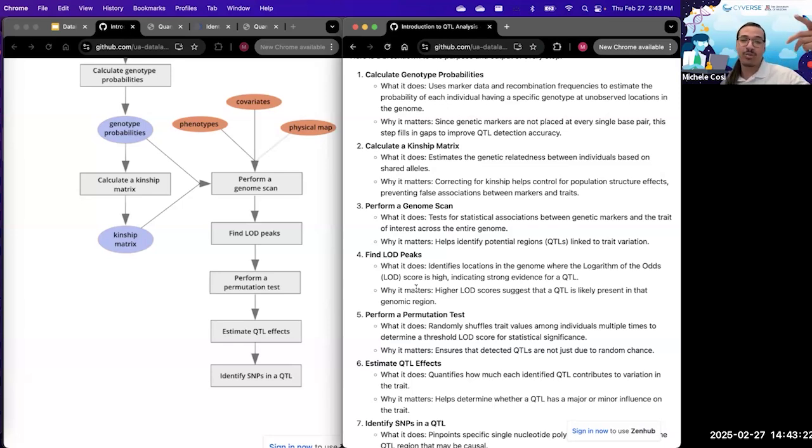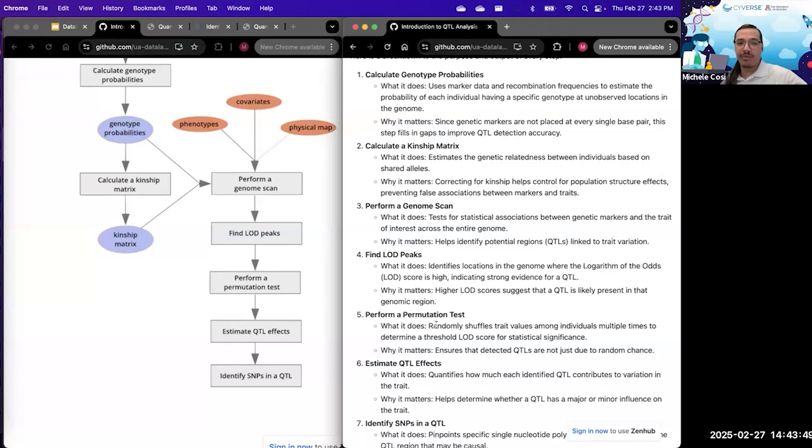So essentially what we've been doing so far is, we looked at the genotype probabilities, and using a kinship matrix, we're trying to clean the data. We did that genome scan, we found the peaks, and once again, we're trying to clean and ensure that this QTL is, quote unquote, real.